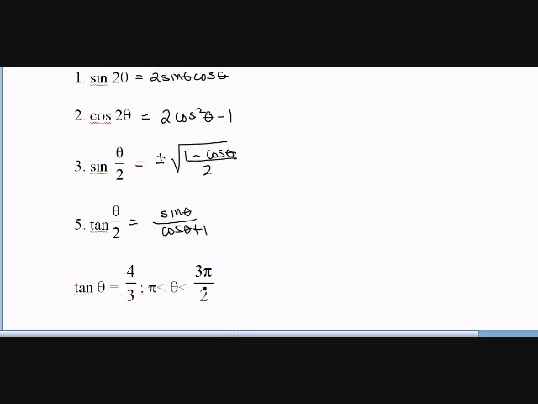So pi to 3 pi over 2, that would be in the third quadrant, and tangent is positive in the third quadrant, so I'm okay with that. So we just draw a little sketch here. So it's opposite over adjacent, so that's 4, 3, 5, but since this is in the negative x direction, that's a negative 3, that's in the negative y direction, that's a negative 4.